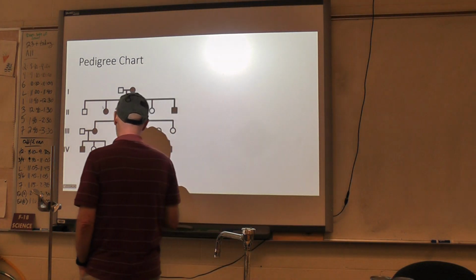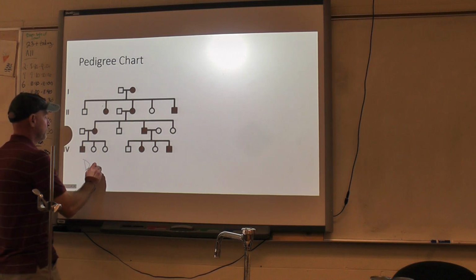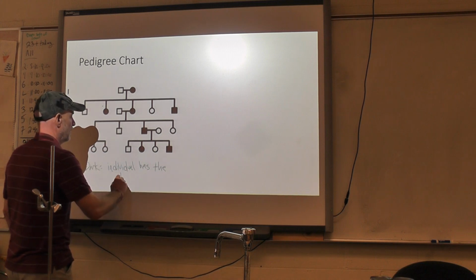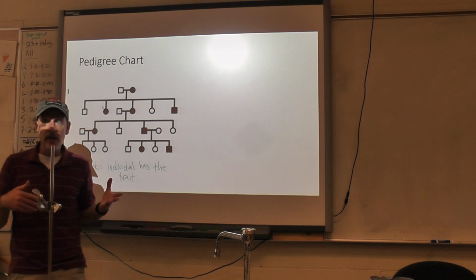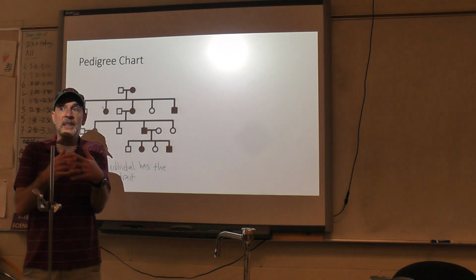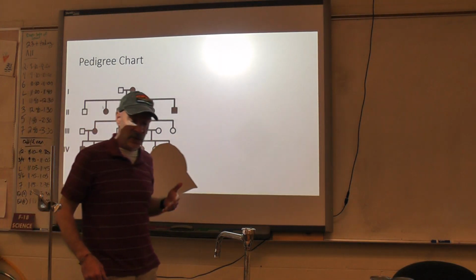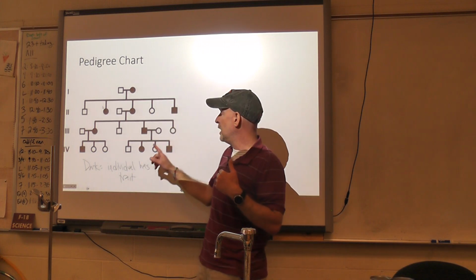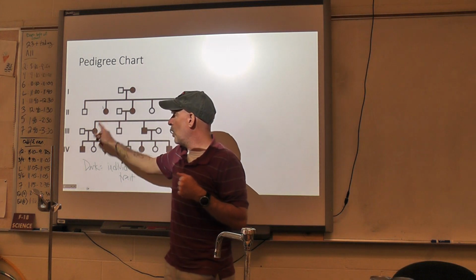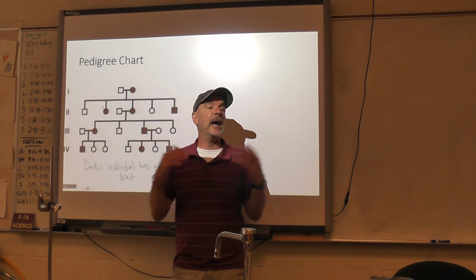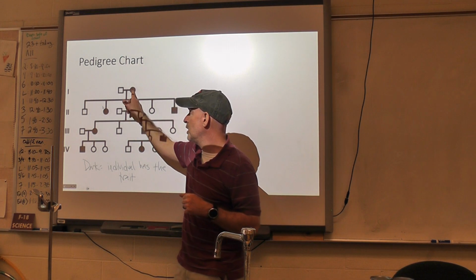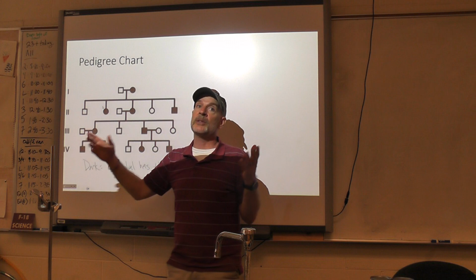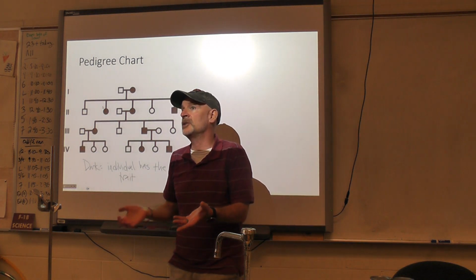A dark color on a pedigree chart means that the individual has the trait that you're considering. That doesn't mean that the trait is dominant or recessive. We just know what they look or act like. So if the trait that you're investigating is curly hair, then these individuals that are dark would all have curly hair. If it's pattern baldness, then these darkened individuals would all have pattern baldness. If it's freckles, then these individuals would all have freckles. It doesn't mean that the trait is recessive. It doesn't mean that it's dominant. It just means they have it.